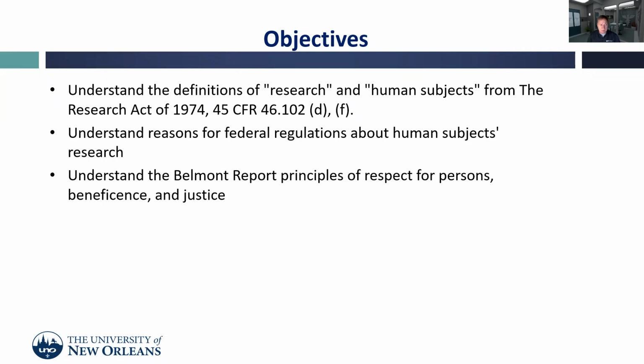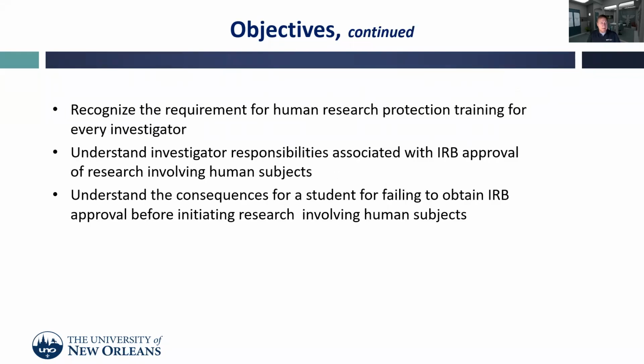We'll talk about federal regulation as it relates to human subjects, and then we'll talk about the Belmont Report. 3 key pieces of the Belmont Report: respect for persons, beneficence, and justice. And I've got slides on those later, and we'll talk about those in more detail. And then what's the requirement for human research training for every investigator?